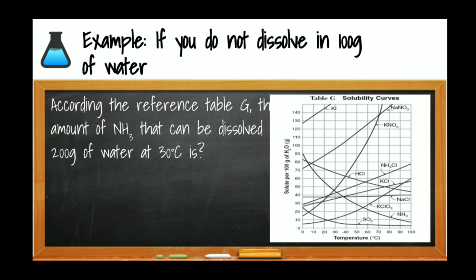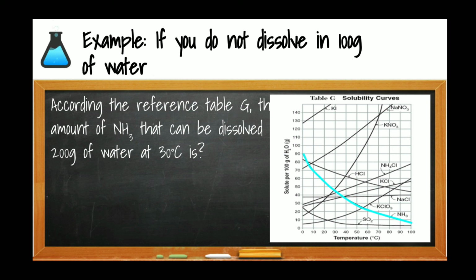According to Reference Table G, what is the amount of ammonia that can be dissolved in 200 grams of water at 30 degrees Celsius? First thing we want to do is find ammonia. Notice how ammonia's line is decreasing. That tells us that ammonia is actually a gas because its solubility decreases as temperature increases.